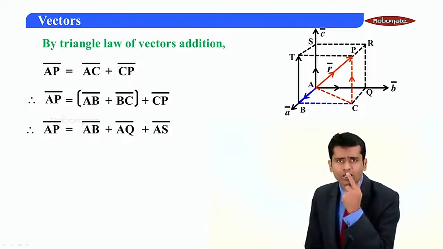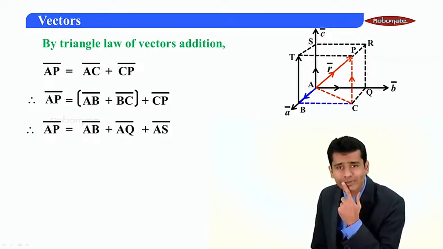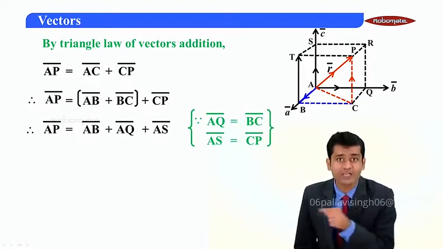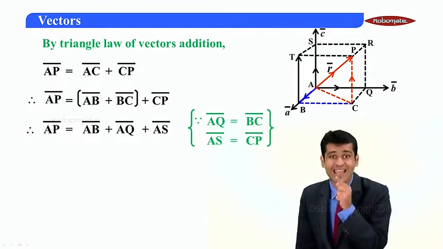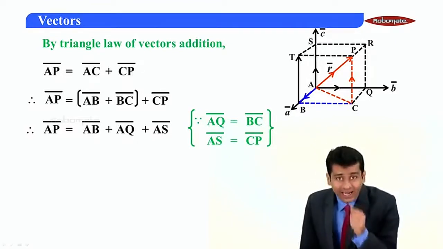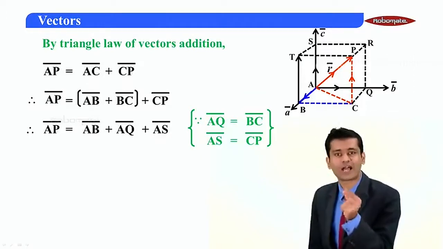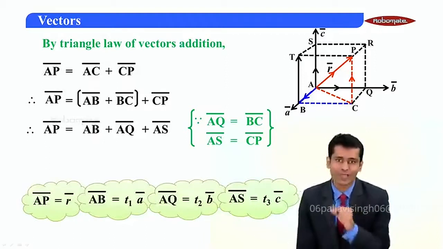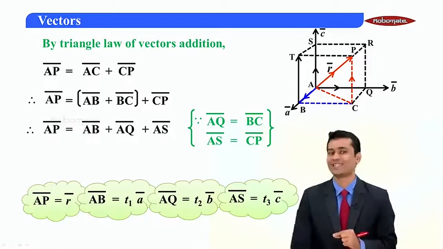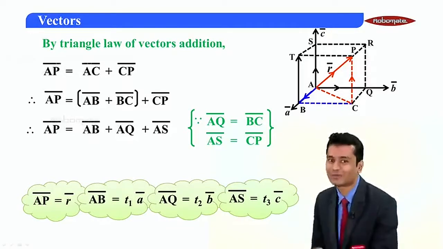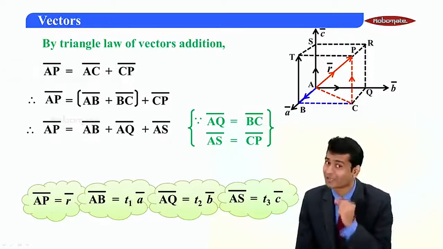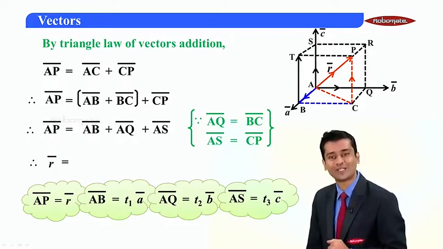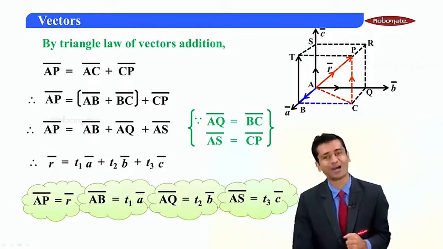Now you'll be thinking how sir got AQ bar and how sir got AS bar. Students, you can see in the diagram AQ bar and BC bar are equal, as well as AS bar and CP bar are equal. So instead of BC bar I wrote AQ bar, and instead of CP bar I wrote AS bar. Now you know AP bar is r bar, AB bar is t1 a bar, AQ bar is t2 b bar, and AS bar is t3 c bar from equations 1, 2, 3. Let us substitute here. So what we get is r bar equal to t1 a bar plus t2 b bar plus t3 c bar.